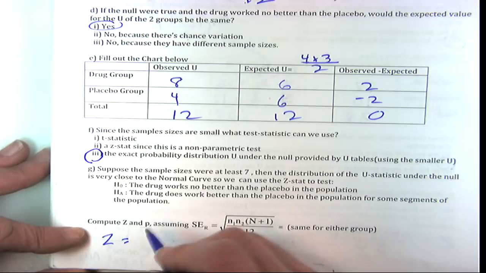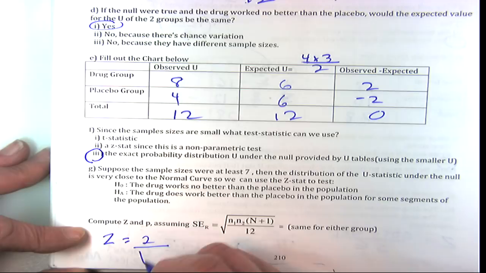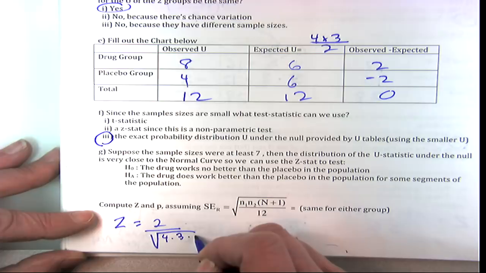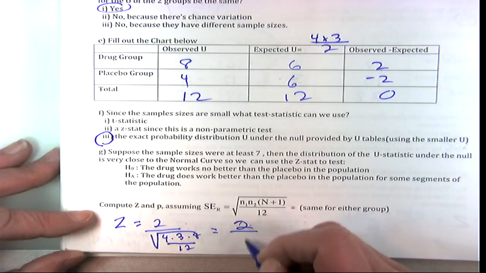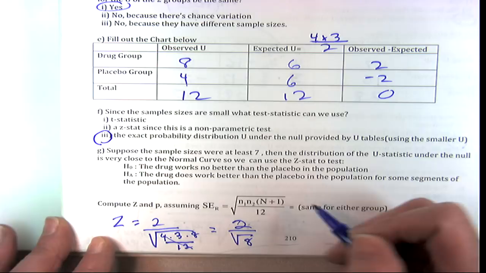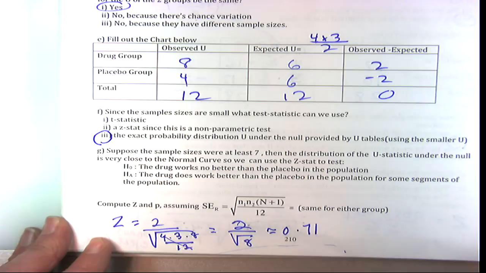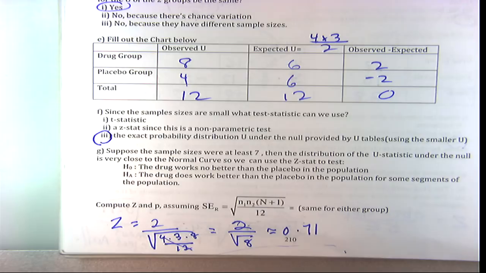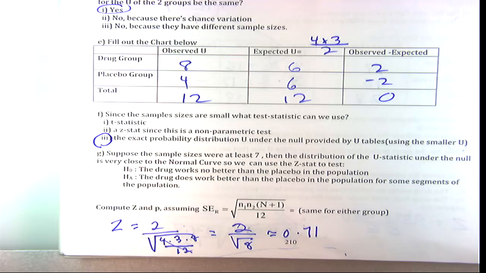It will be 2, over the square root of 4 times 3 times 8 over 12. Well, that's really easy to simplify: 2 over 4, those cancel out, so it's 2 over the square root of 8, which is approximately 0.71. Same as we got before. It's just to show you the logic of it in a simple problem. So that's pretty simple. Any questions on that?